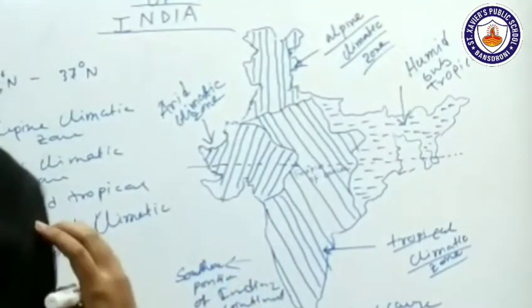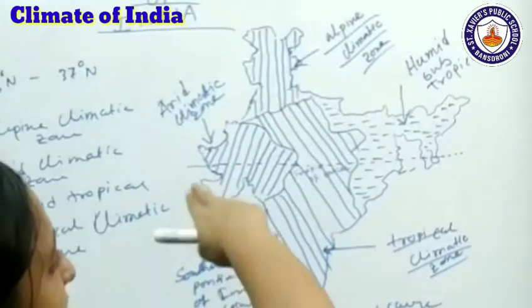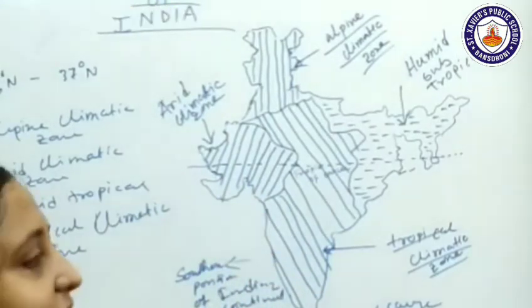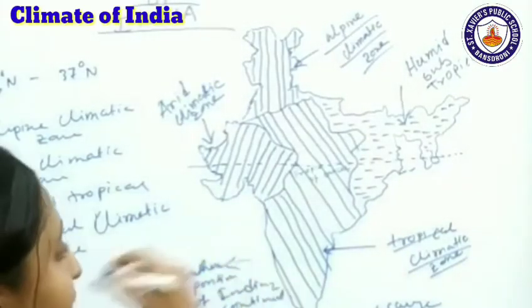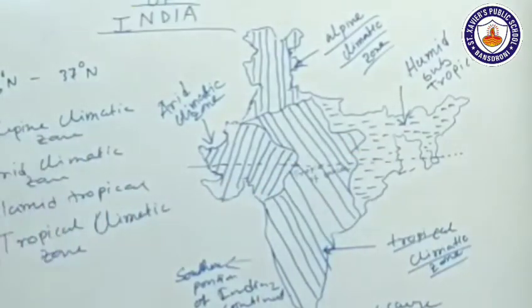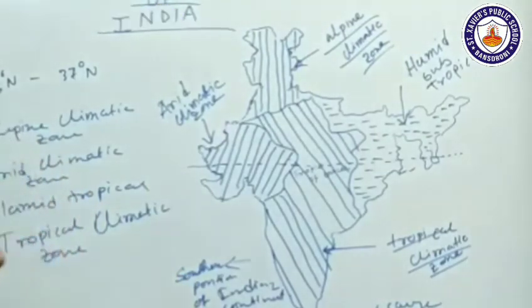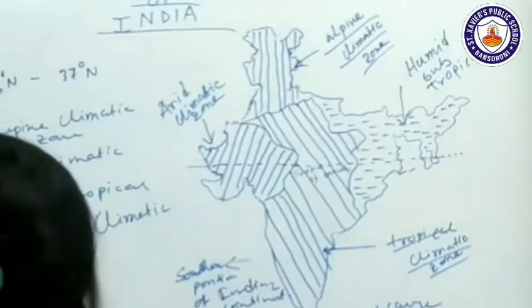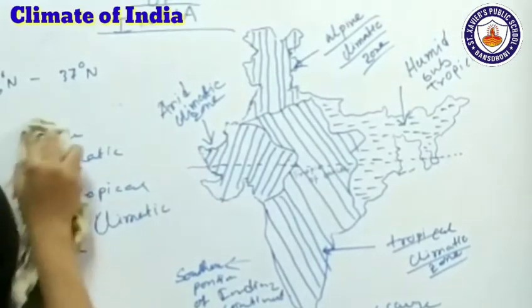And what about the northern portion? The northern portion of the country is bounded by the Himalaya mountain. So the Himalaya mountain acts as a barrier, right? It also controls the monsoonal wind. So the Himalaya mountain also determines the climatic factors of the Indian subcontinent. So there are these two factors.